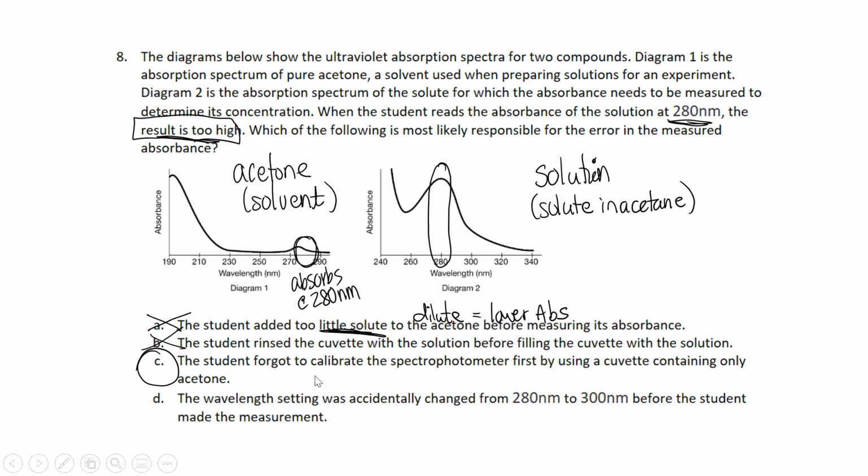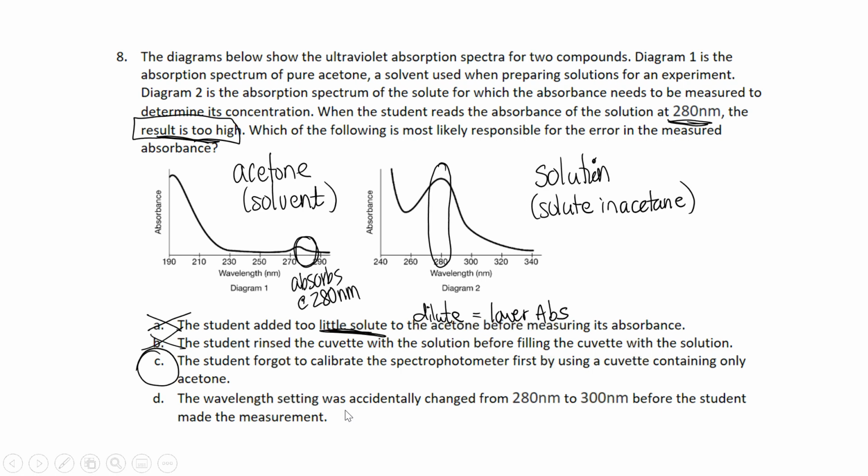But if the student didn't calibrate it, so if they didn't zero it out using acetone, then they would end up with a little bit too much absorbance, because when they measure the absorbance, they would see the solute absorbing and the acetone absorbing as well. So this one seems like the right answer, but let's double check.